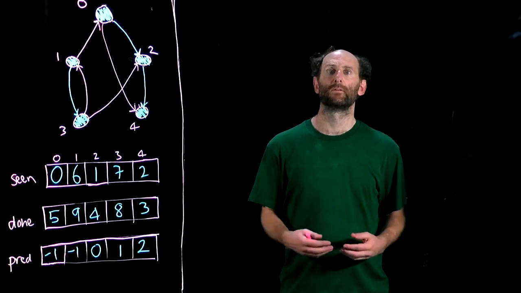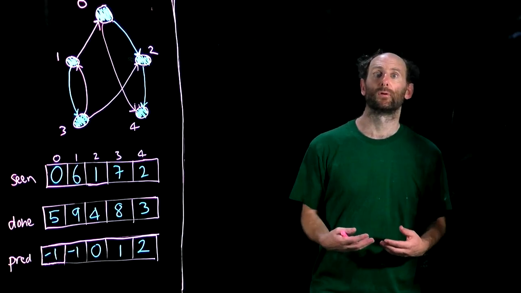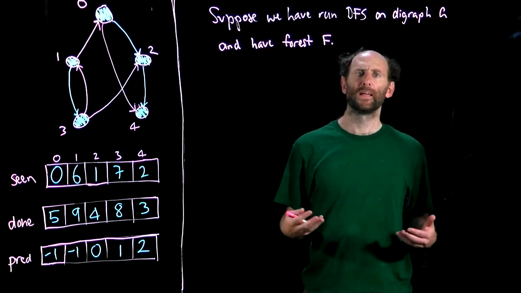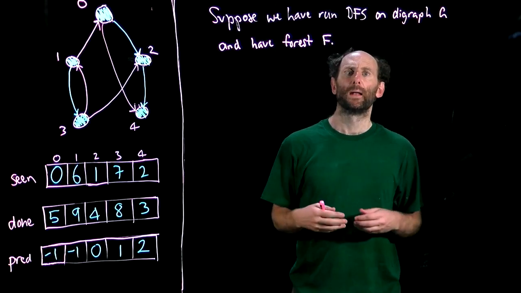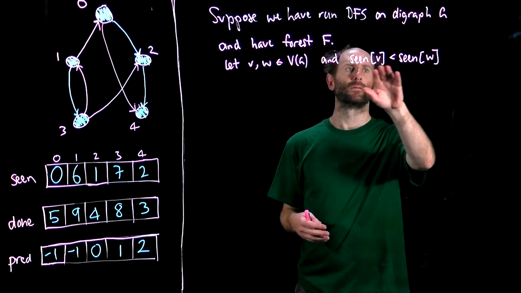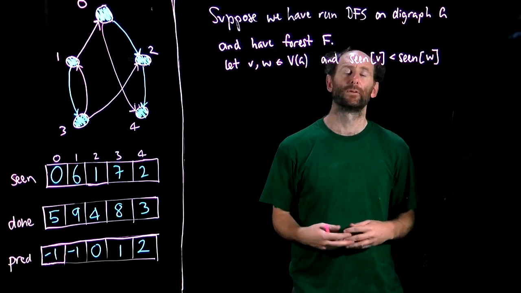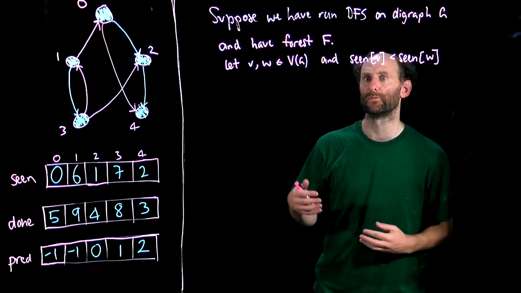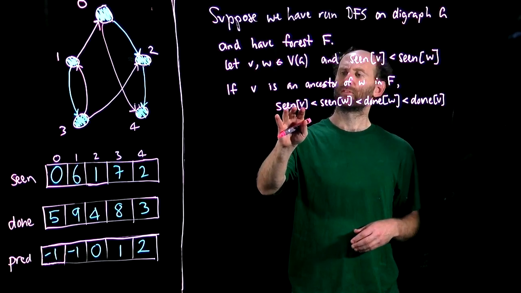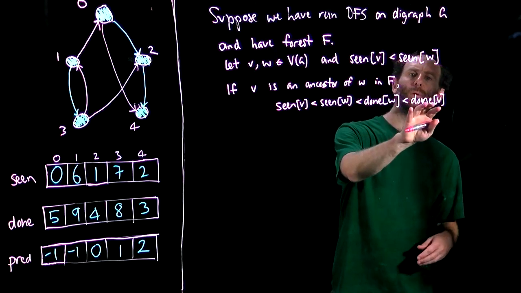So let's now look at a result that tells us about the seen and done timestamps. We'll suppose that we have run a depth first search on the digraph G, and we'll call the resulting search forest F. We'll let V and W be nodes in G, and we'll suppose that we saw V before we saw W. During our traversal, we visited V before we visited W. So there are two cases. Either V is an ancestor of W in F, or V is not an ancestor of W in F. We'll look at the first. And so we've got this result. If V is an ancestor of W in F, then we saw V first, then we saw W next, then we were done with W before we were done with V.